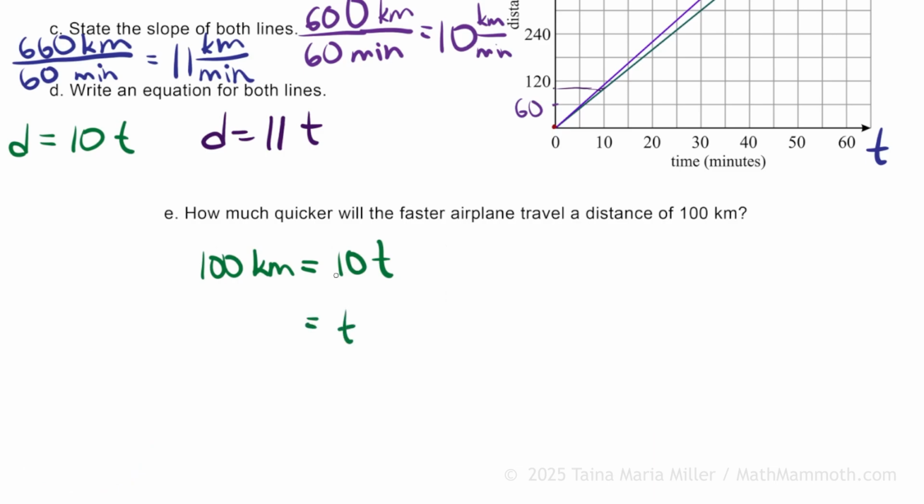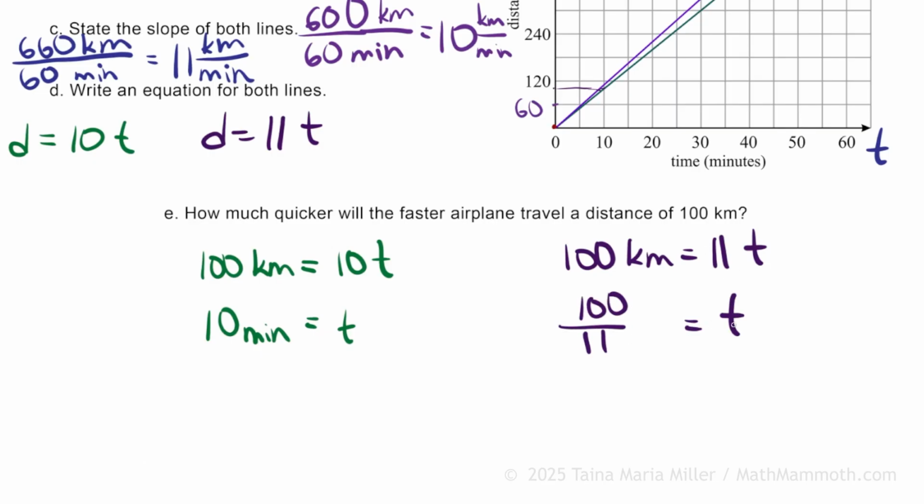100 divided by 10 is 10. This is now minutes. And then for the faster airplane, same thing. Now we divide by 11. 100 over 11 minutes. And this is 9.090909 minutes. And so now we can see the difference. It's about 1 minute, right? Or if we round this to 9.1, then the difference is 0.9 minutes.